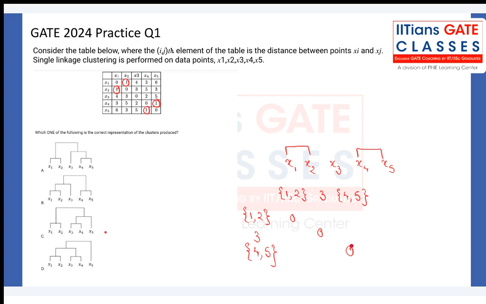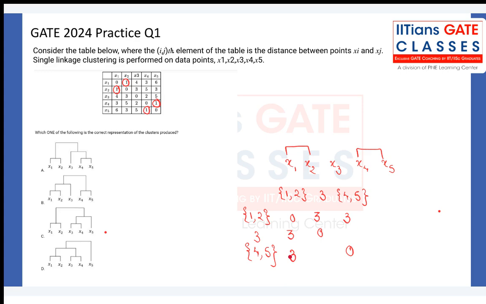Distance of 1, 2 to 3, single linkage, you take the minimum distance from 1 to 3, 2 to 3, which is 3. Which is 1 to 3, distance is 4, 2 to 3, distance is 3. You take the minimum, which is 3. 1, 2, and 4, 5, minimum of 1 to 4, 1 to 5. 1 to 4, distance minimum is 3. 1 to 5, distance minimum is 3. So the minimum distance is 3.